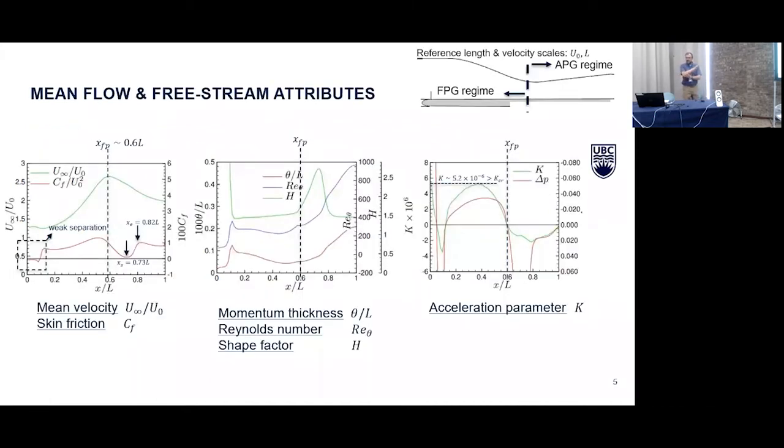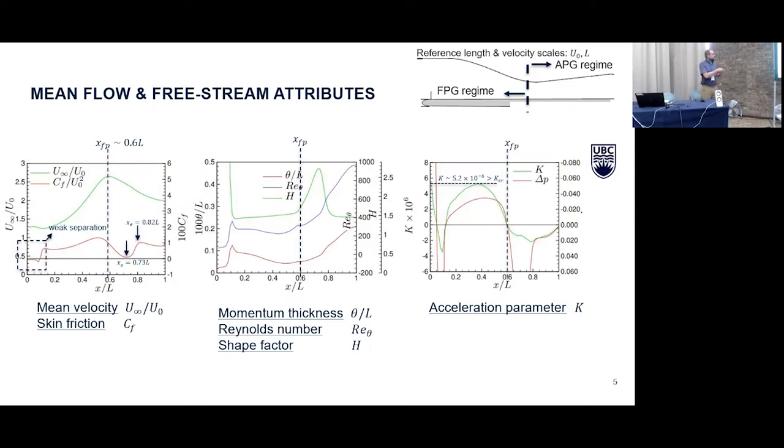So now we have the reference length and the mean flow and the free stream description of the flow. On your left is the mean velocity in green and the skin friction in red. One notices that near the leading edge, the skin friction drops to negative and then becomes positive again. That's an indication of boundary layer separation occurring near the leading edge of our flow.